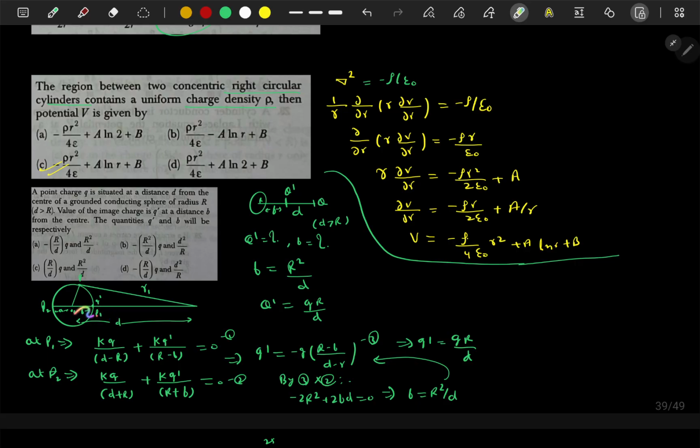So this is the point p1 and this point the p2. So at p1, what will kq by r, kq prime by r equal to 0. At p2, what will happen? kq upon d plus r, kq prime upon r plus b equal to 0. So from solving these two equations, what will you get?